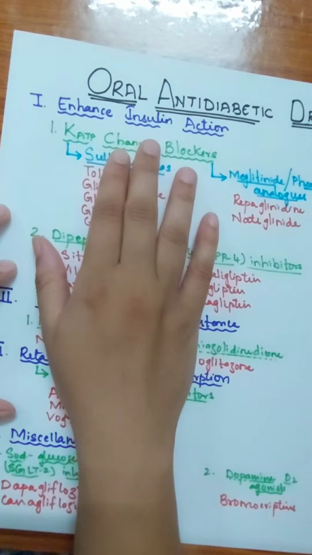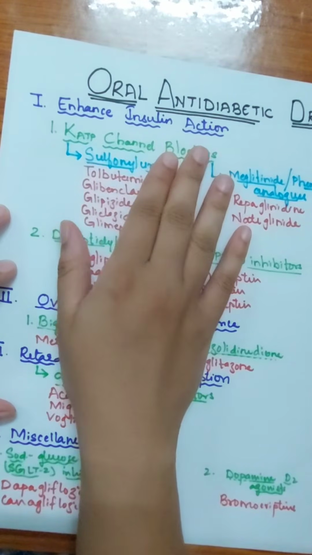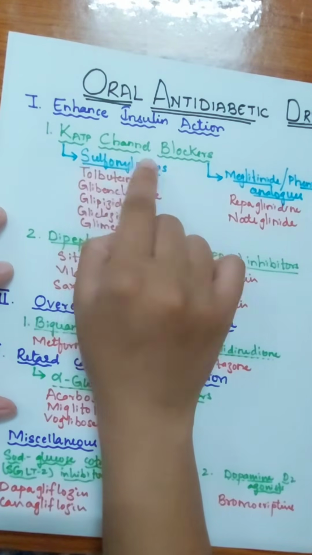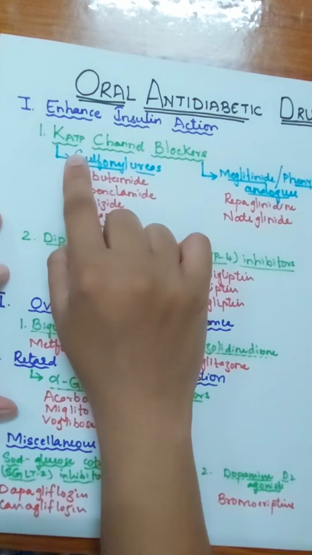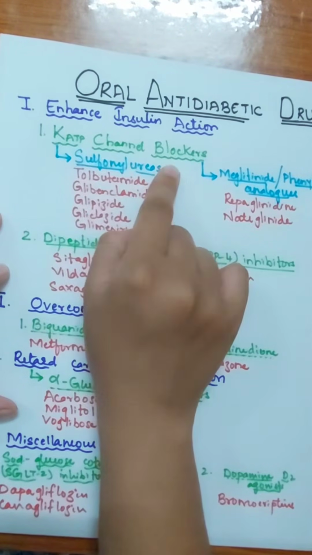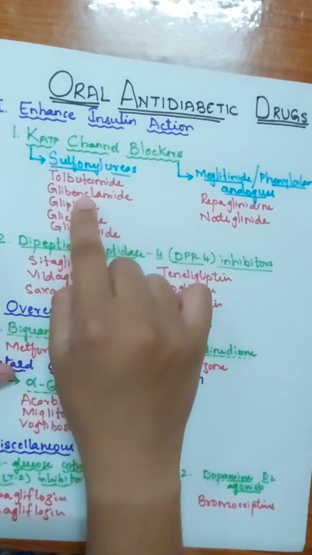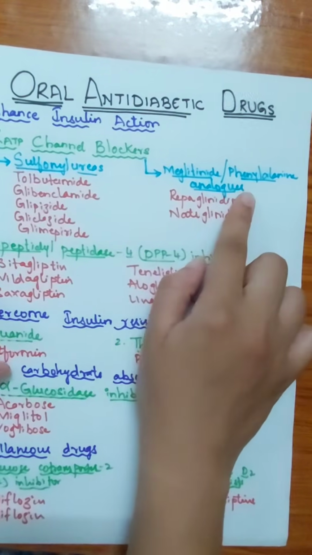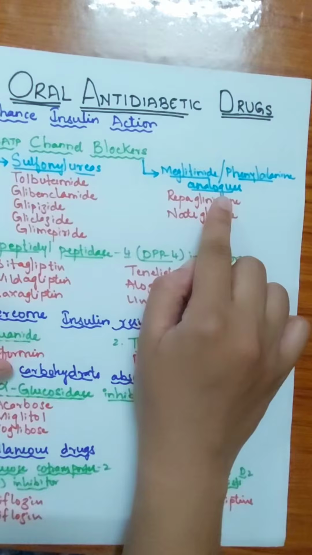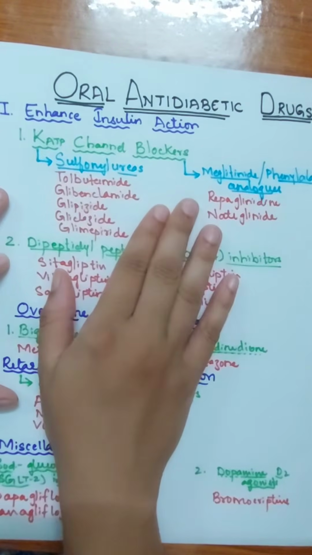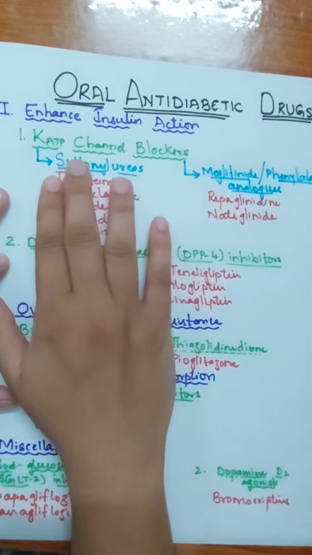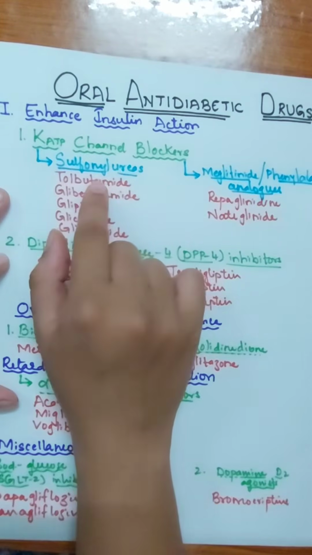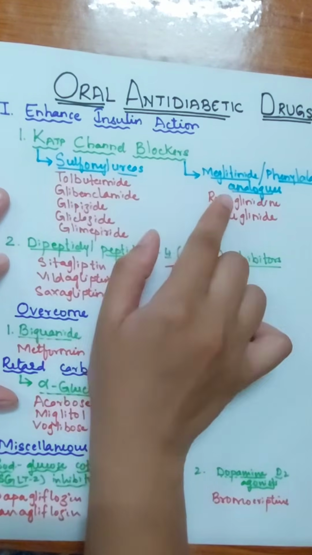So coming to the first class, that is the drugs that enhance insulin action. In this also we have got two subclasses. The first one is KATP channel blockers. So KATP, as you know, is the ATP sensitive potassium channel blocker. And again in this class we have got two classes of drugs. The first one is sulfonylureas and another one is meglitinide, also known as phenylalanine analogues. These both will cause blockage of potassium ATP channels. So first of all we'll check out where the potassium ATP channel is, and then we'll check out sulfonylureas and then the meglitinides.